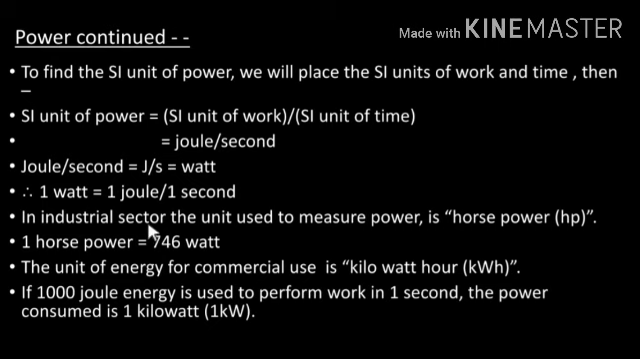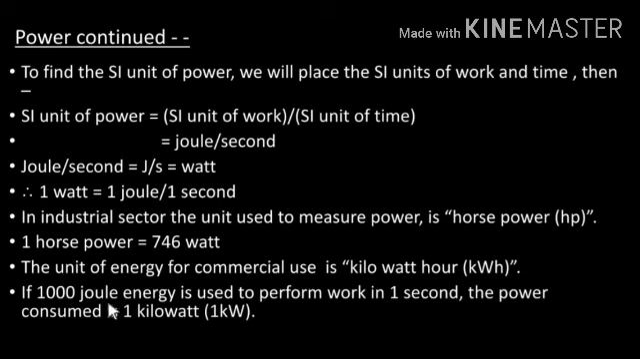In the industrial sector, the unit used to measure power is horsepower, commonly abbreviated as HP. 1 horsepower is equal to 746 watt. The unit of energy for commercial use is kilowatt hour. What is the meaning of kilowatt hour? Kilo means 1000. 1000 watt energy is consumed in 1 hour. That value is kilowatt hour.